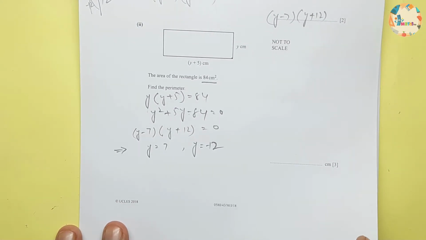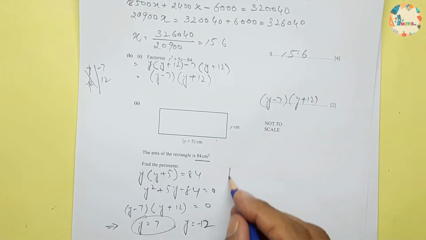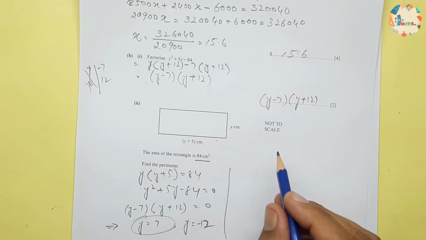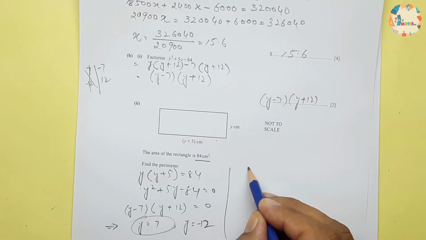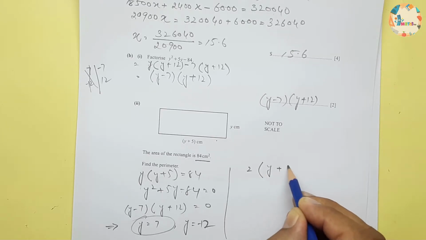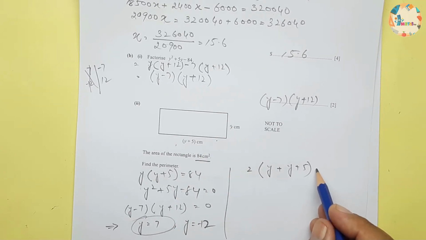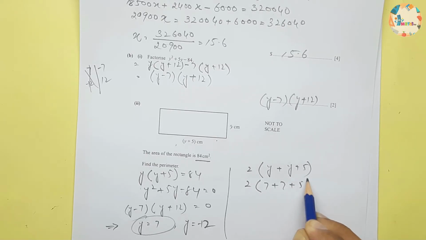So we'll take the y is equal to 7 value, and we will replace y is equal to 7. We can use this one for the perimeter. Basically we have to find the perimeter. So 2, and this will be y plus y plus 5. If we add these two and multiply by 2, this will be the perimeter, and 2 into 7 plus 5.